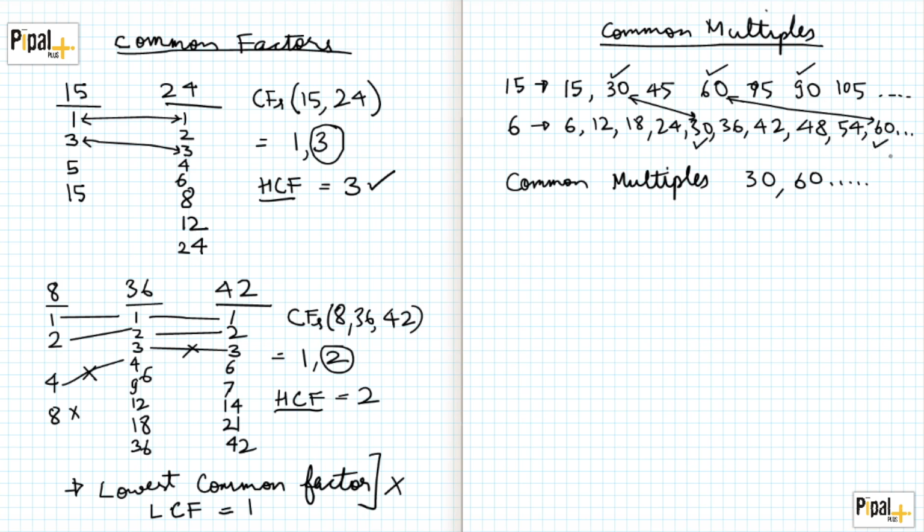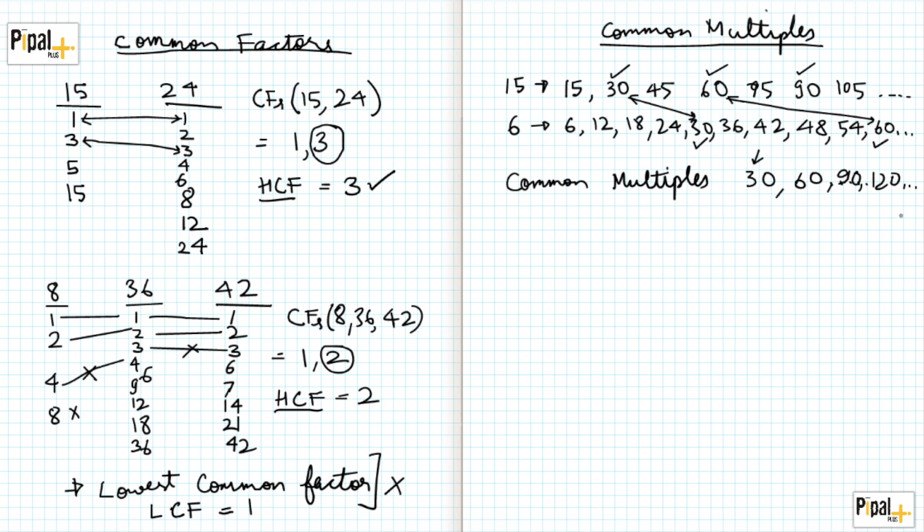Now given this trend, we can clearly make out without even going any further that common multiples are going to be 30, 60, 90, 120, and so on, right? So the common multiples are going to follow this trend, and they are all going to be, very interestingly, multiples of this number, right?